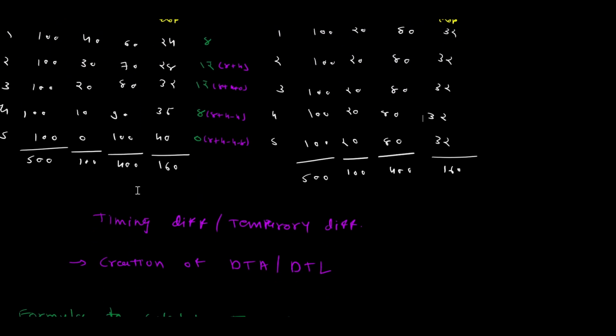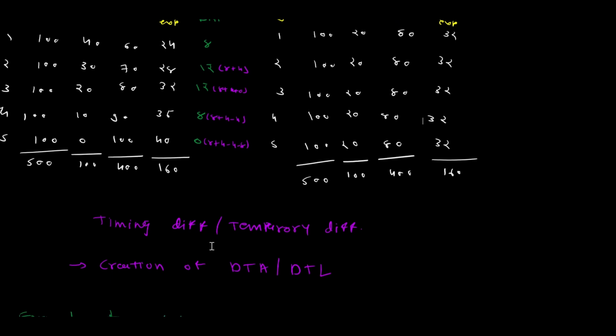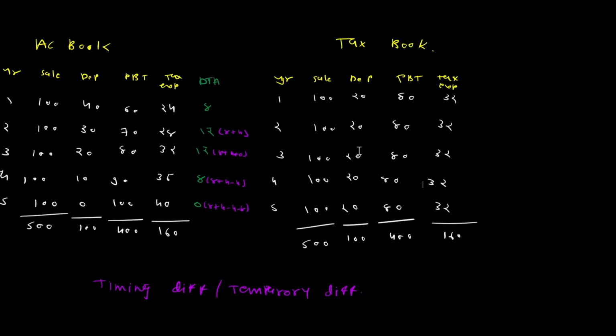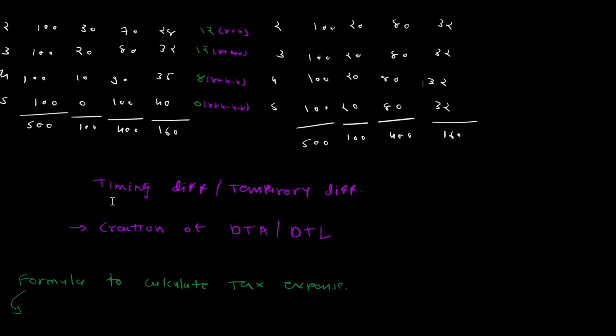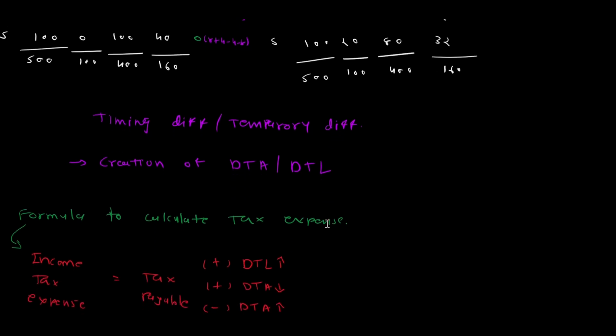And is this a temporary difference or a permanent one? It's a temporary difference, lasting only for the asset life of the business. So this is the timing and temporary difference, because the depreciation timing is different in the two books, and it is temporary. That's why timing and temporary difference is the reason for the creation of the DTA and DTL.